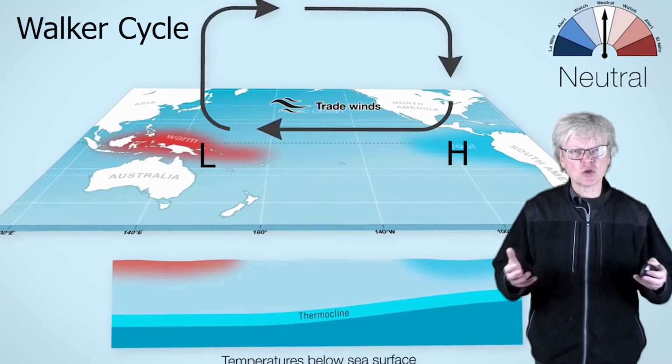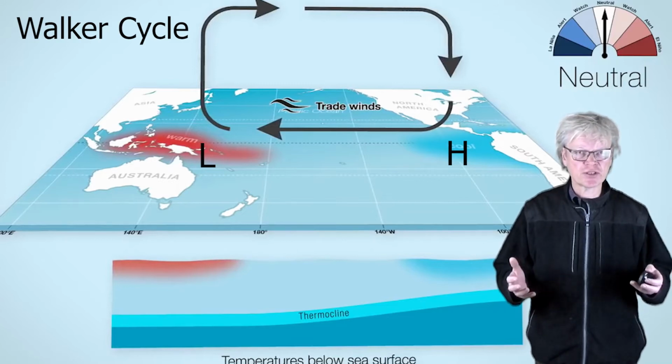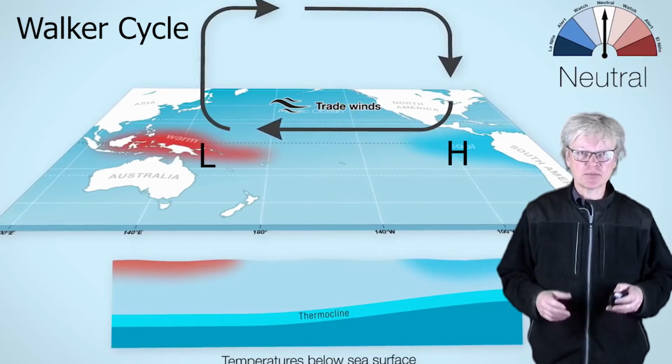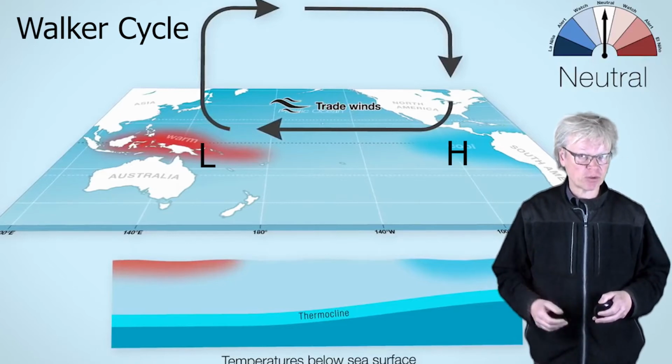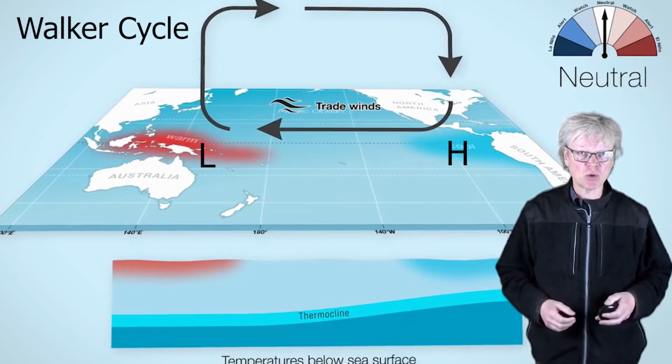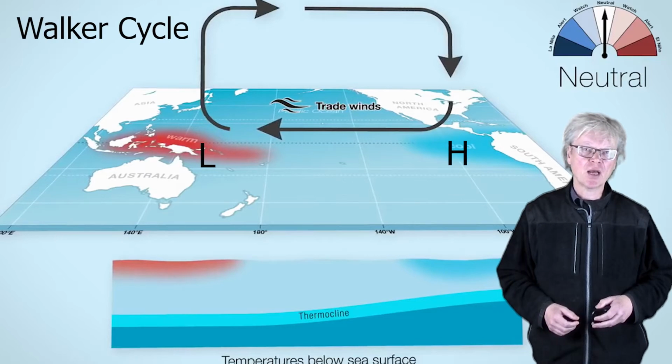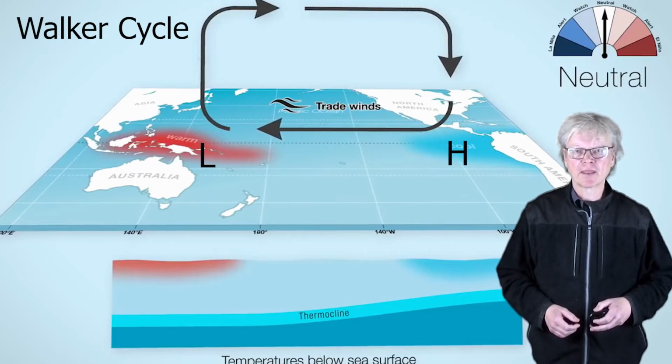This is a normal phase, and Australia experiences its "normal", in inverted commas, because Australia has a very variable climate, and what's normal anymore? Nonetheless, this cycle occurs in this way about 50% of the time.